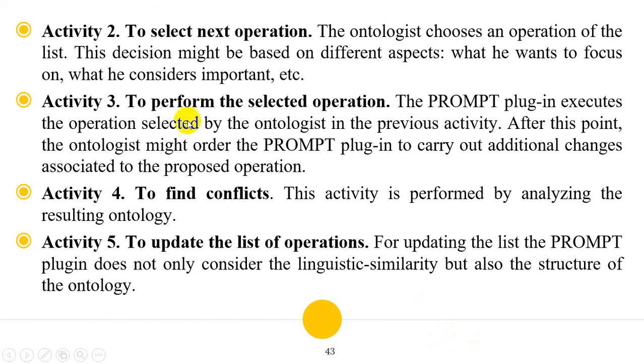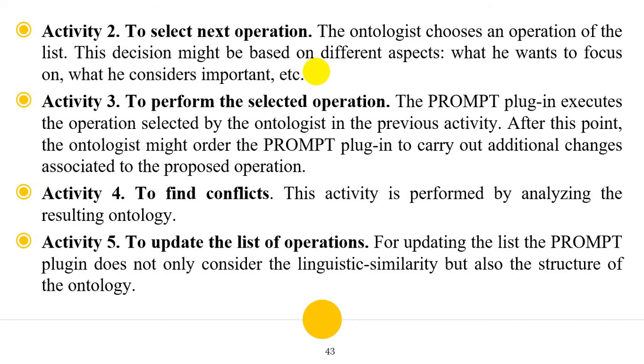The second activity is to select the next operation. The ontologist chooses an operation from the list, and this decision might be based on different aspects: what he wants to focus on, what he considers important, etc. For example, the ontologist might decide that he is only interested in merging parts of the ontology and just ignore other parts. But let's suppose that in our travel domain, the ontologist chooses to merge the class travel of both ontologies.